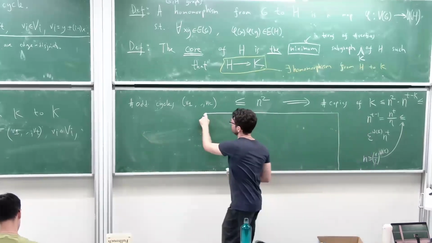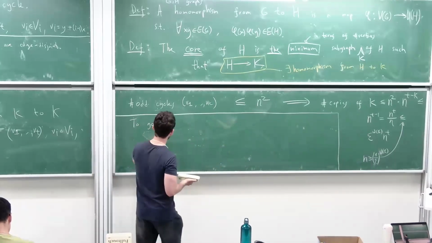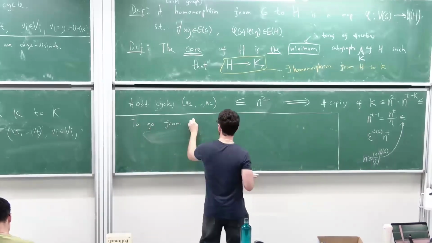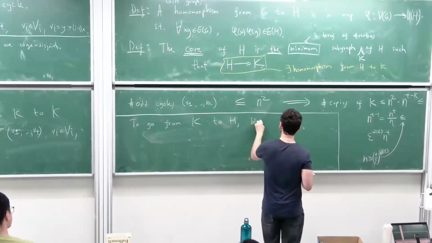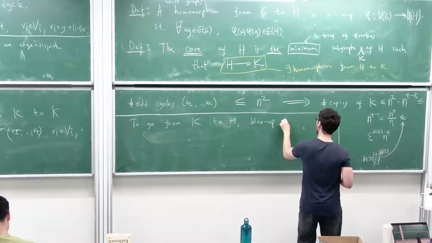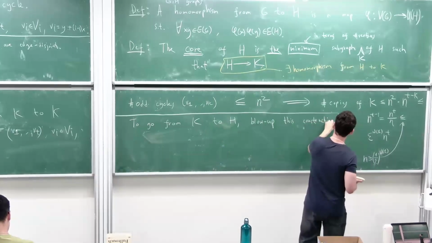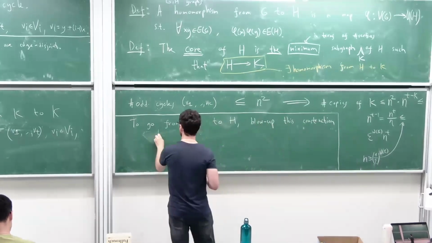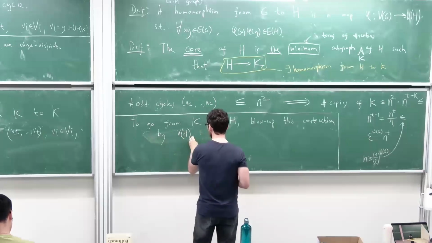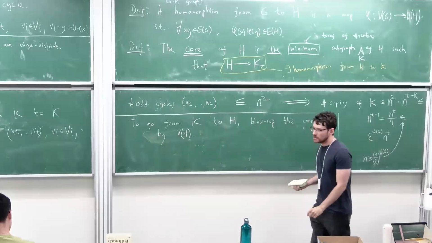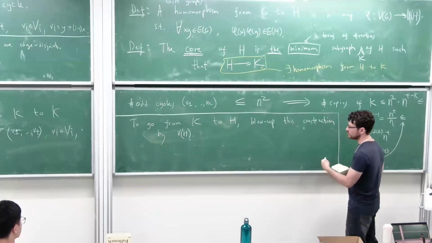Now the question is, what do we do for a general H? So to go from K to H, we just blow up this construction by a constant factor. So let's say, to be on the safe side, by a factor of the number of vertices of H. So why are we doing this? Well, H is homomorphic to K.